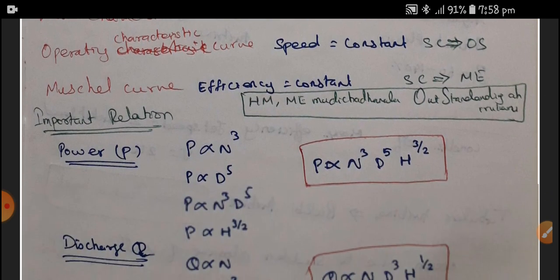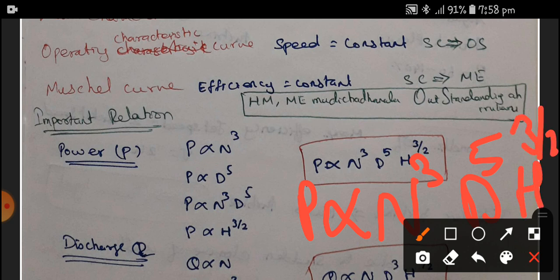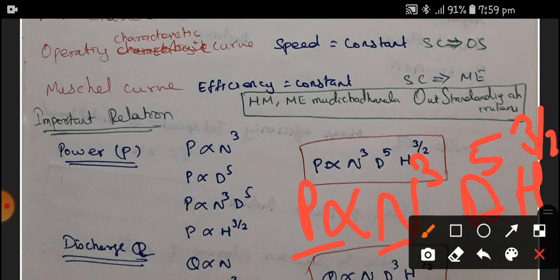Here the relationships are derived from the unit quantities and the specific speed. Unit quantities means unit speed, unit discharge, and unit power, and we have a relationship for the specific speed also. First you have to know the power relationship. The power is directly proportional to the cube of the speed, the fifth power of the diameter, and H power 3 by 2 of the head. So this is the relationship among power, speed, diameter and head.